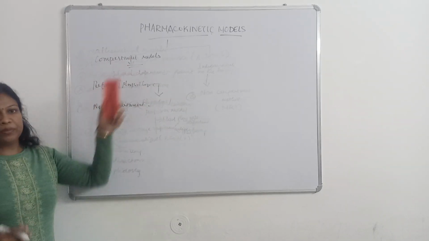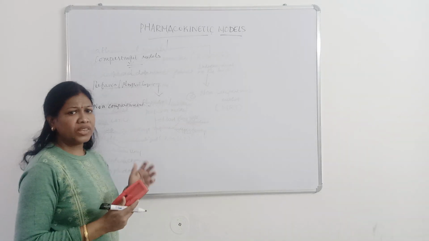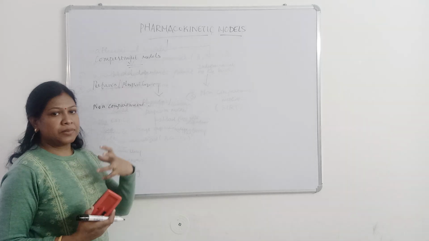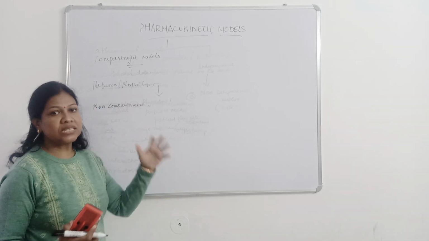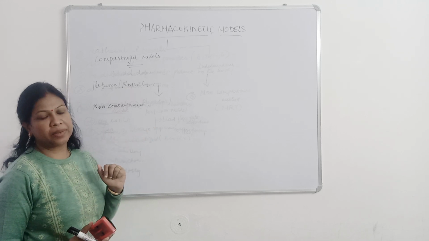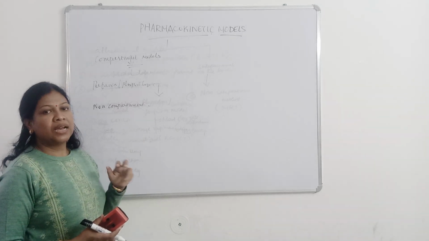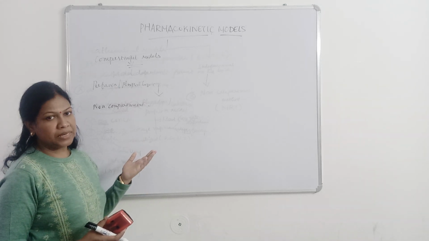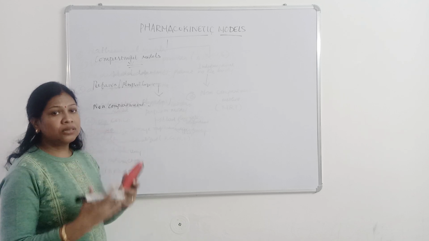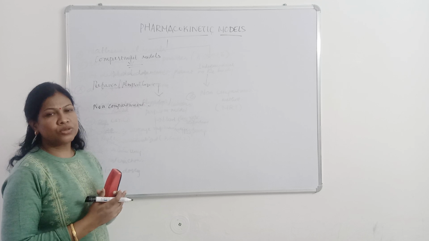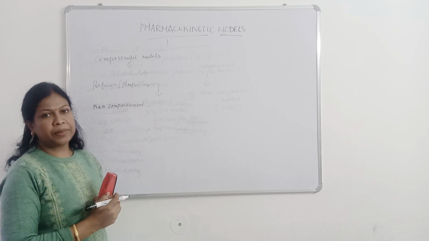So compartment models, as I already said, like train compartments, we have different compartments. The whole body can be divided into different compartments. If the whole body is considered to be a single unit, then that is 1 compartment. If the whole body is divided into 2 compartments, then that is 2 compartment. And if it is 3, then it is multi-compartment. Got it? So how are we going to divide the body into different tissues? Generally different tissues will be placed in different compartments.